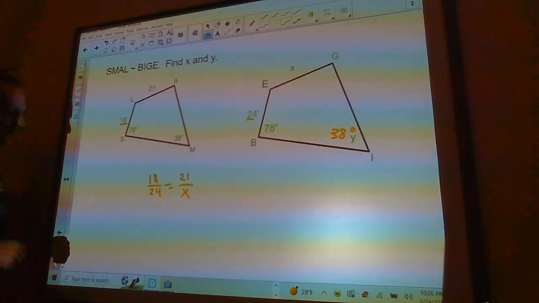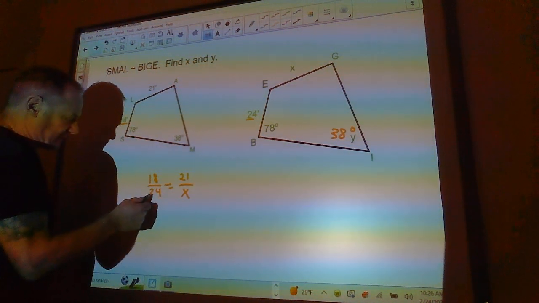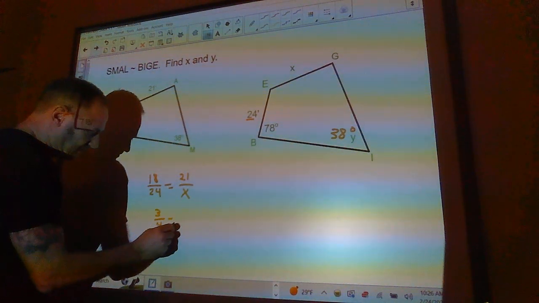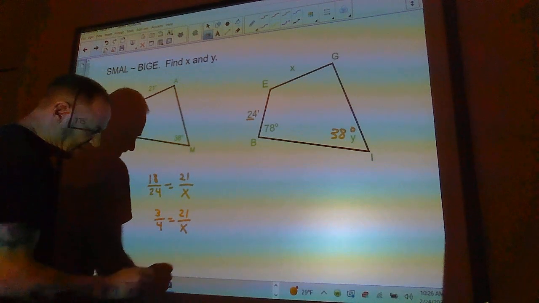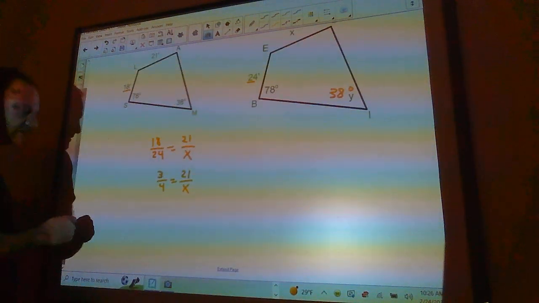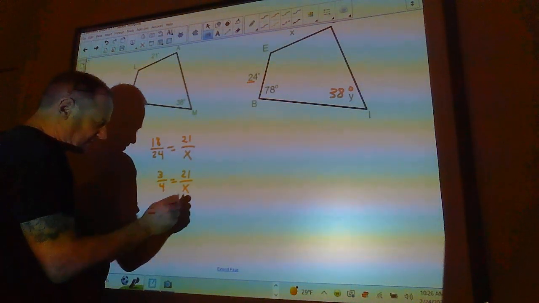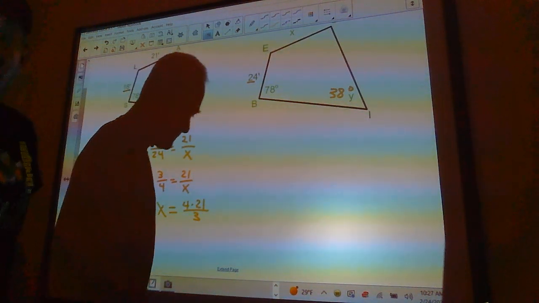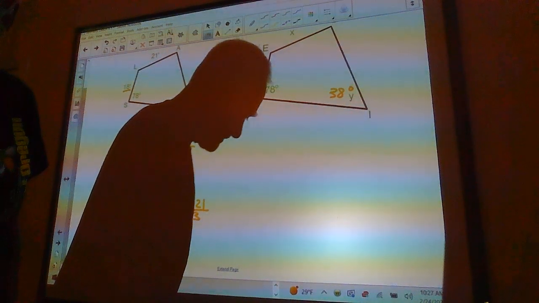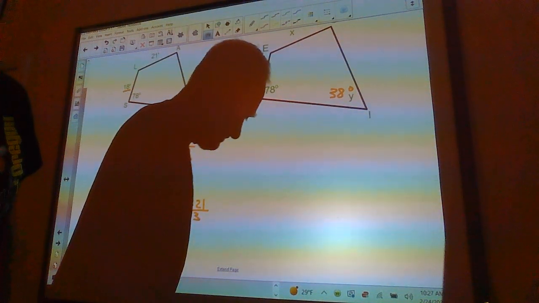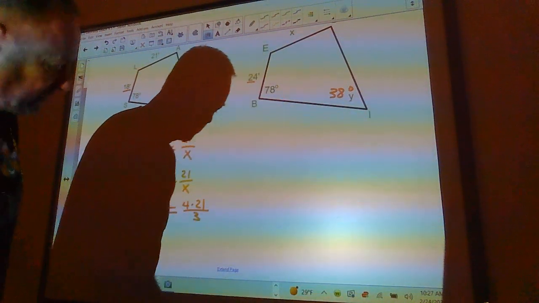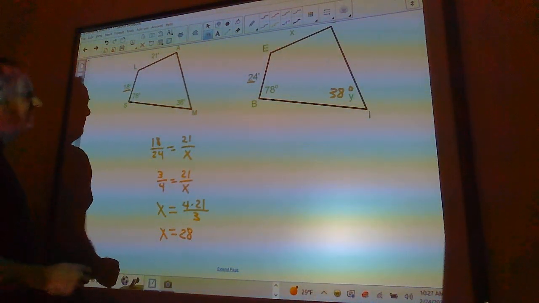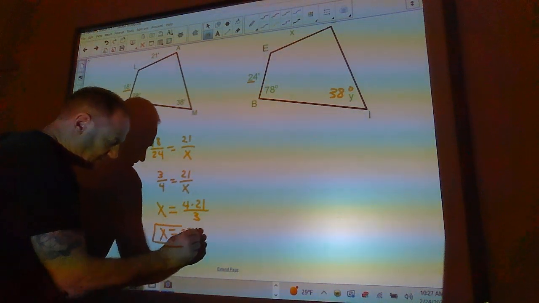There's my proportion. You know what, I can reduce this. 6 will go in there 3 times and in there 4 times. So I'm going to reduce this to 3/4 equals 21 over x. Okay, that's a little easier to do. Then x is going to be 4 times 21 divided by 3. So 4 times 21 divided by 3 is 28. And my unit's in feet, so it's 28 feet.